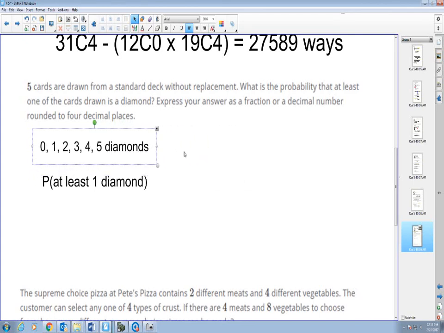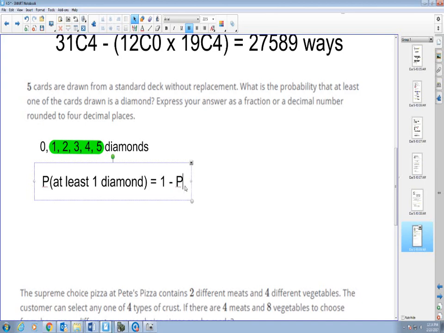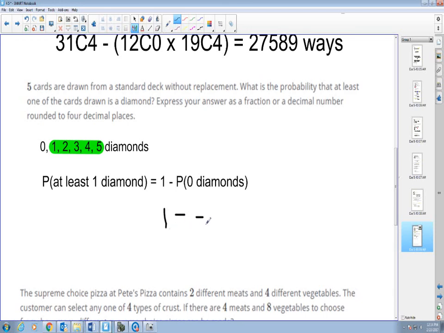Alright, so what we want is 1 all the way to 5. So what we don't want is to end up with no diamonds. So we can figure out what we don't want and subtract it from 100%, so that will be 1 minus the probability of selecting 0 diamonds. Alright. So that will be 1 minus. Alright. How many ways can I choose 0 diamonds?